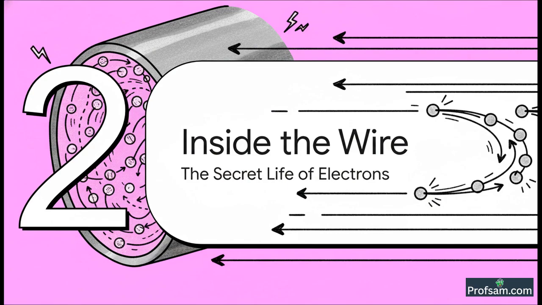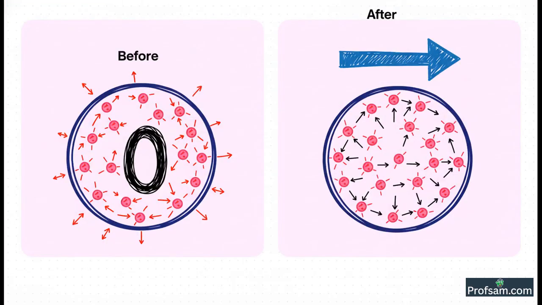Okay, so we have the big picture. Now, let's dive deeper. Let's zoom right into the wire and see what's actually happening at the microscopic level. What are those little electrons really doing inside? This is the secret life of electrons. So, on the left here, imagine a copper wire just lying on your table. It's not connected to anything. Inside, it's full of free electrons, but they're not sitting still. They are zipping around randomly in all directions, up, down, left, right, like crazy. But the average motion is zero. No net flow means no current.